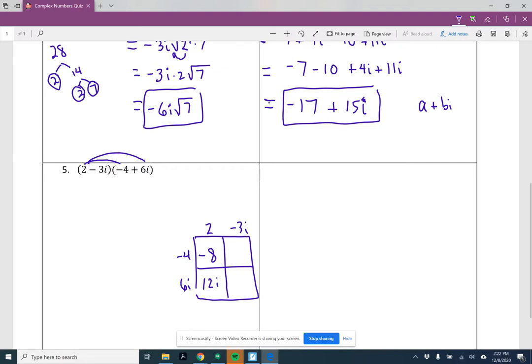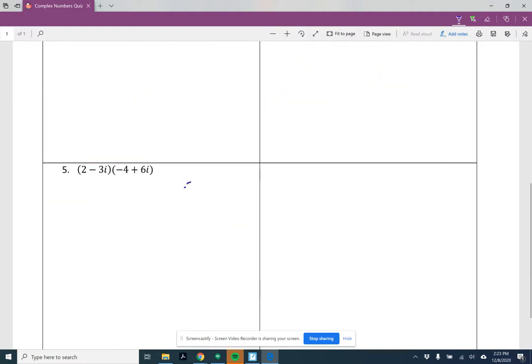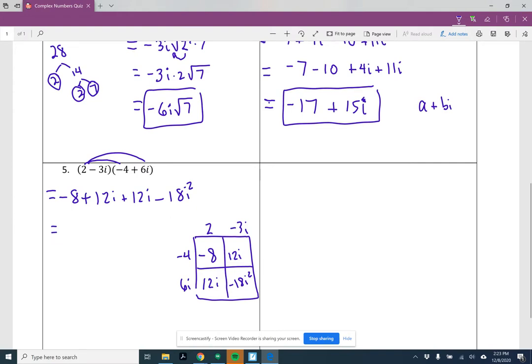Oh, wait, and I'll write these in a minute. Negative 4 times negative 3i is positive 12i. And then negative 3i times 6i is negative, oops, lost my negative, don't do that, negative 18i squared. Okay, so then we're going to add all this up. So we have negative 8, we're going to add a 12i and a 12i, and a negative 18i squared. We're going to put those four together. So we have negative 8 plus 24i, 12 and 12 make 24.